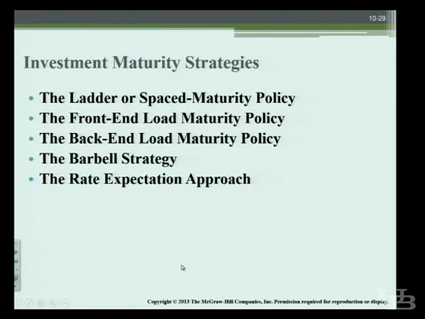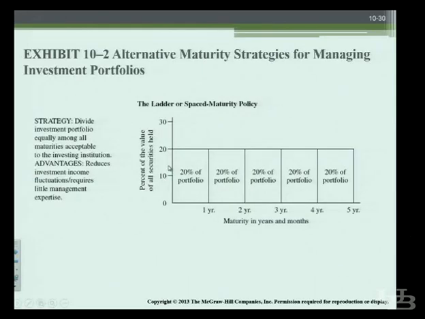Now, what we're going to talk about in the next 4 or 5 slides is that there are different strategies that financial institutions use in managing the securities. These are the 5 different strategies. First, what we call the ladder spaced maturity. What this means is that this institution is investing equally, 20% of the portfolio, in 1-year securities, 2, 3, 4, and 5. So those that mature in 1 year and those that mature in 5 years, spreading the risk equally, and that's called spaced maturity.